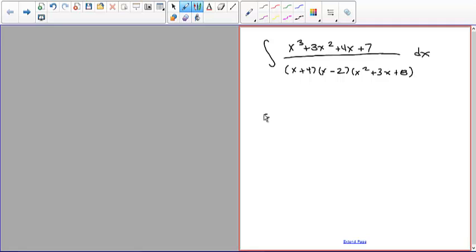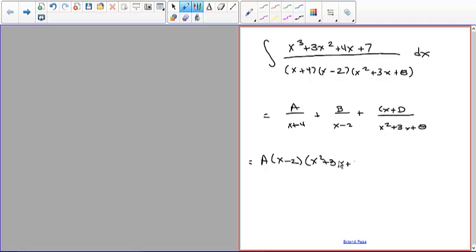What we were going to do is take this rational expression and make it into A over x plus 4 plus B over x minus 2 plus Cx plus D divided by x squared plus 3x plus 8. So I'll start out with A times the other two denominators, and then you'll have B times the other two denominators, and then Cx plus D times these two.